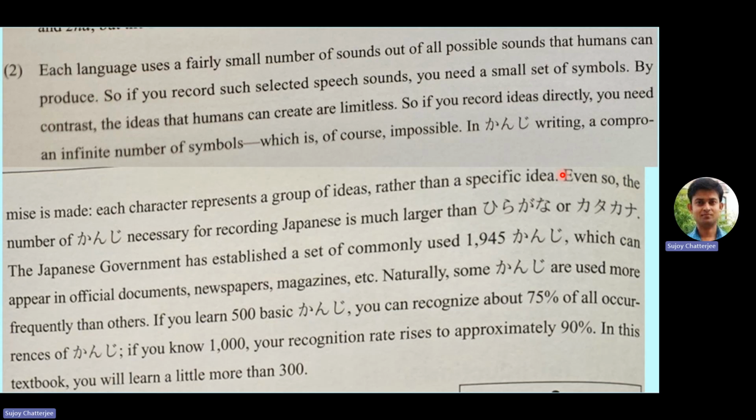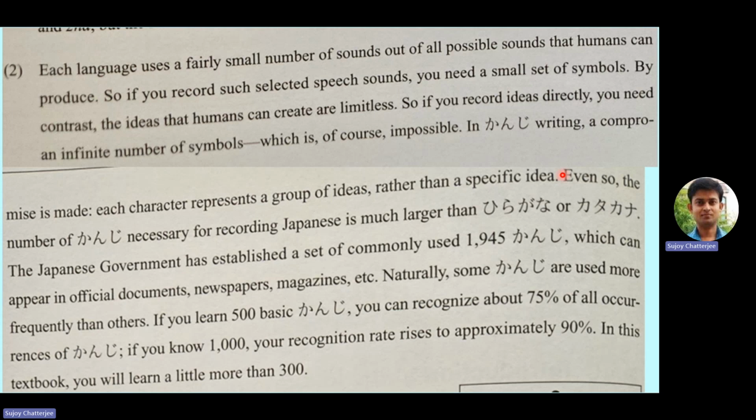The Japanese government has established a set of commonly used 1945 kanji which can appear in official documents, newspapers, magazines, etc. Naturally, some kanji are used more frequently than others. So, out of these around 2000 kanji, if you learn 500 basic kanji, you can recognize about 75% of all occurrences of kanji in your day-to-day life. If you know 1000, that is 50% of the total kanji, then your recognition rate rises to approximately 90%.